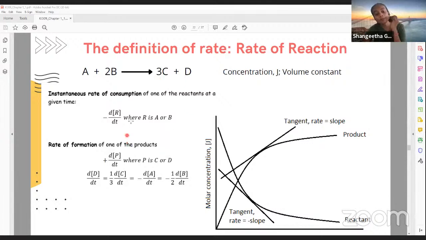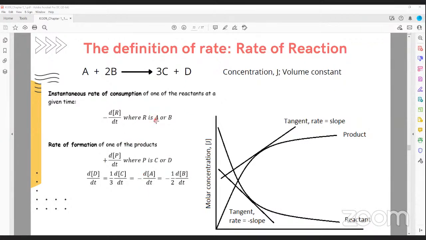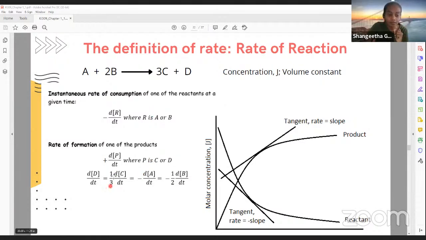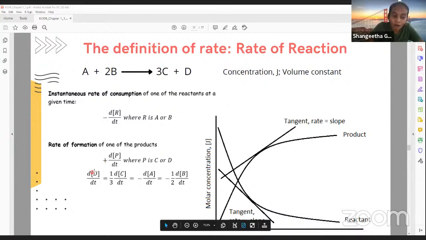Now, what happens if you want to compare your reactants to your products? You must take into consideration your stoichiometry, because 1 of A reacts with 2 of B to give you 3 of C and 1 of D. So if you take the differential of how the concentration of D changes over time and you want to equate it to C, then your differential of C over time must be 1 over 3, which is the stoichiometry. That is also equal to negative dA over dt, the differential of how A changes over time, which is equal to negative 1 over 2, the stoichiometry for B, that means dB over dt.